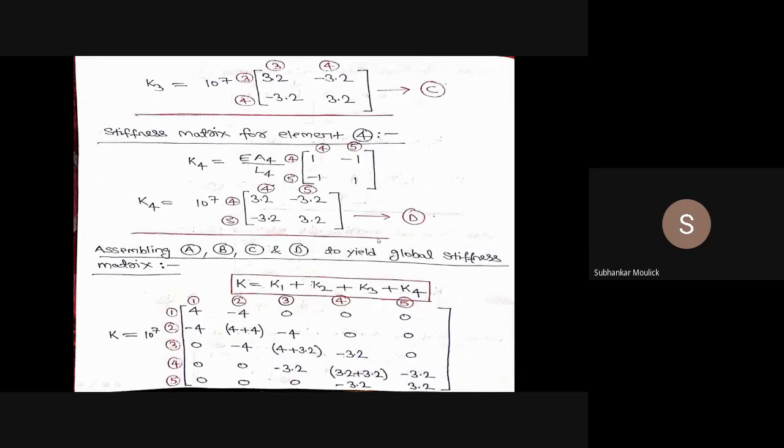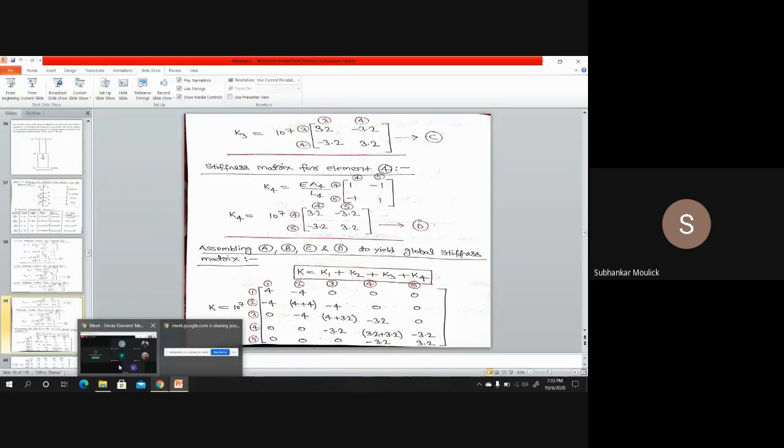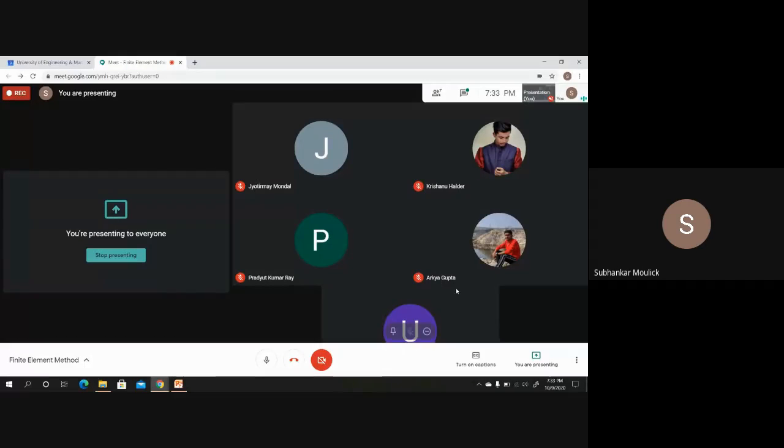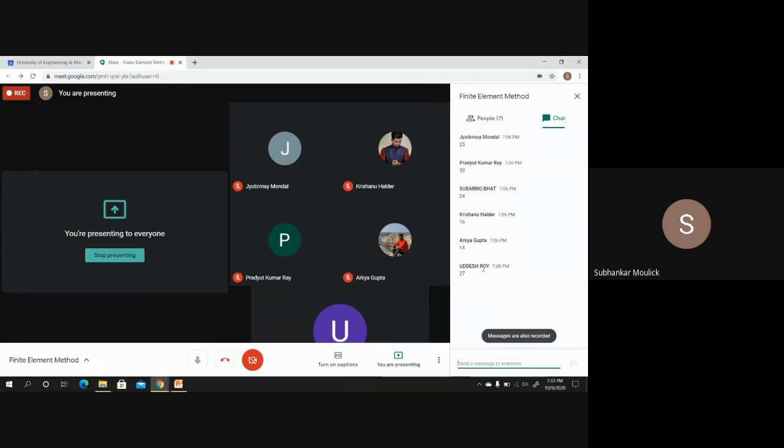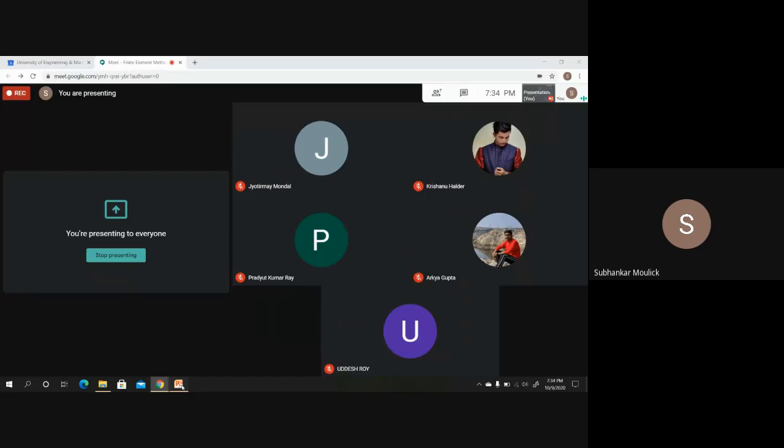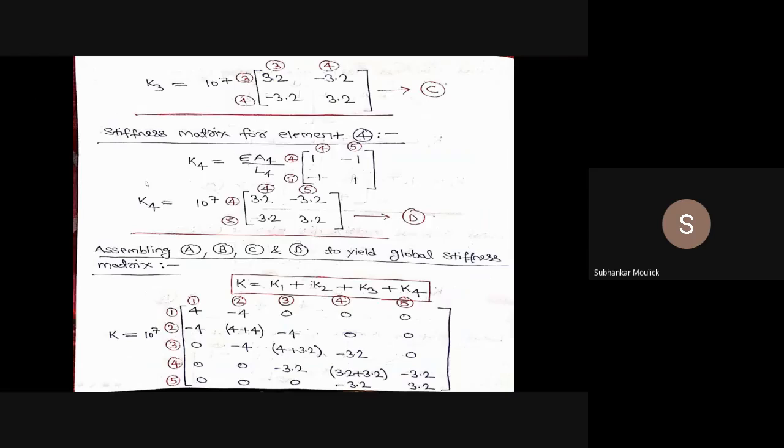Is it clear to all of you? A, B, C, and D. Any doubt in these equations? No, sir. Okay. Other people, please respond. Uddesh, any doubt? Yes, sir. Clear. Okay. Suvarno, it is clear to you? Arko, is it clear? Hello, Arko Gupta, is it clear? Okay, if you are not responding, I will assume that it is clear to you.